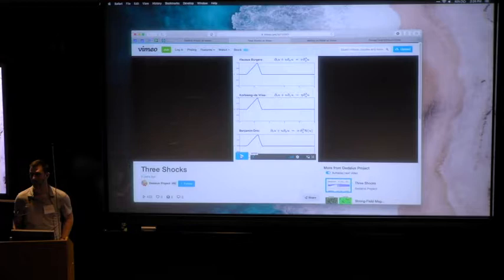There are soliton solutions to the KdV equation. This initial condition is not like a, yeah.